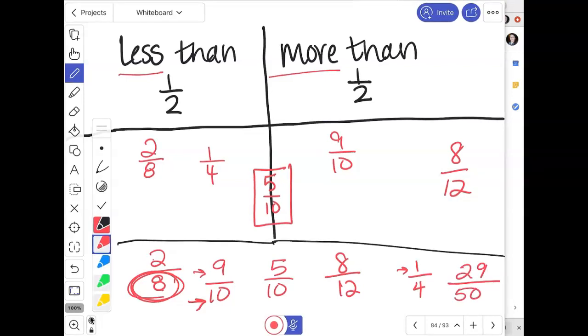How about 29/50? What's 1/2 of 50? Well, what's 1/2 of 50 cents? 25 cents. Okay, that's more than 25. So that would be more than 1/2.